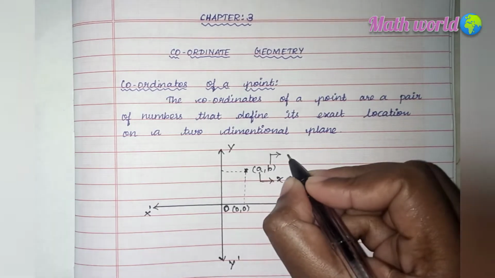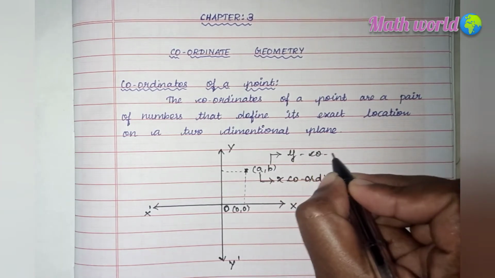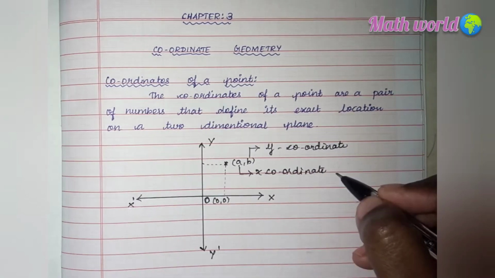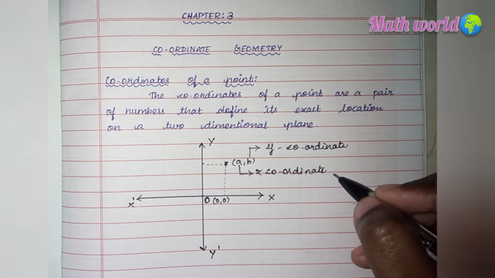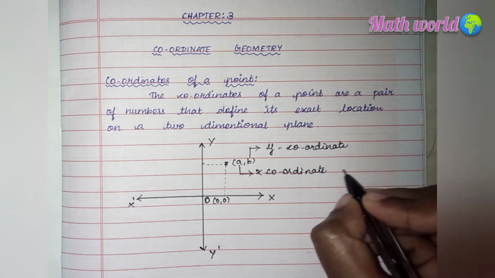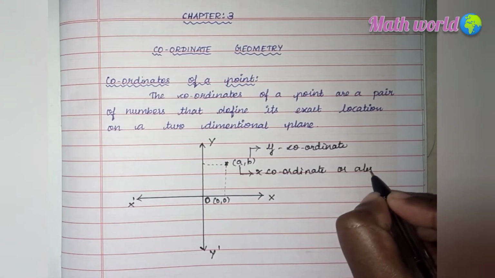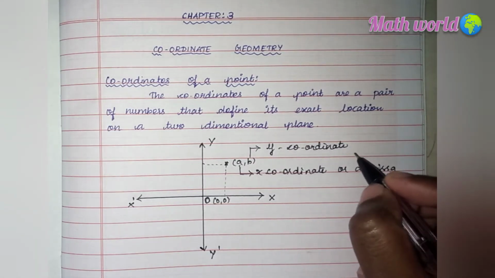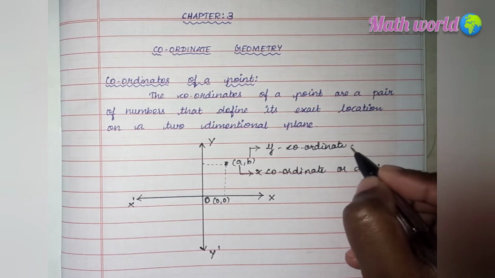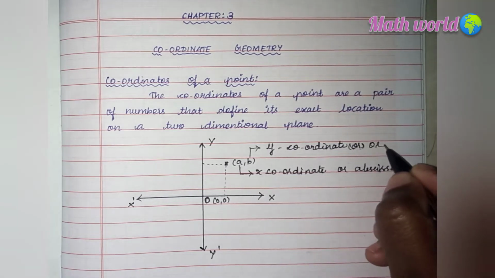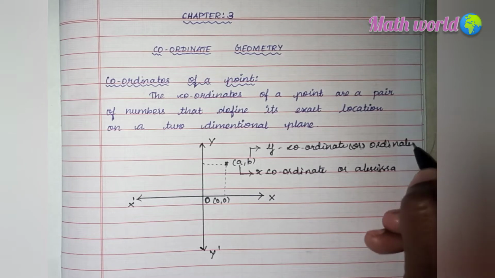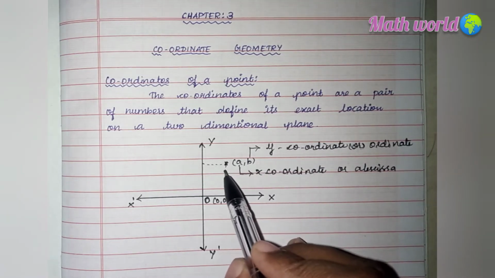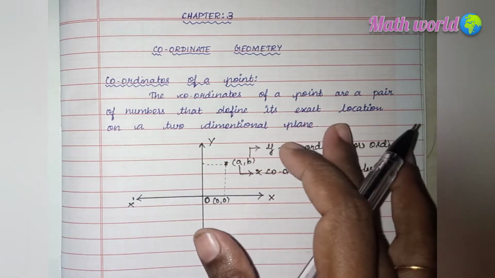The x coordinate is also called the abscissa. The same way, the y coordinate has another name, called the ordinate. This point A comma B is located on the plane. Plane means this surface.